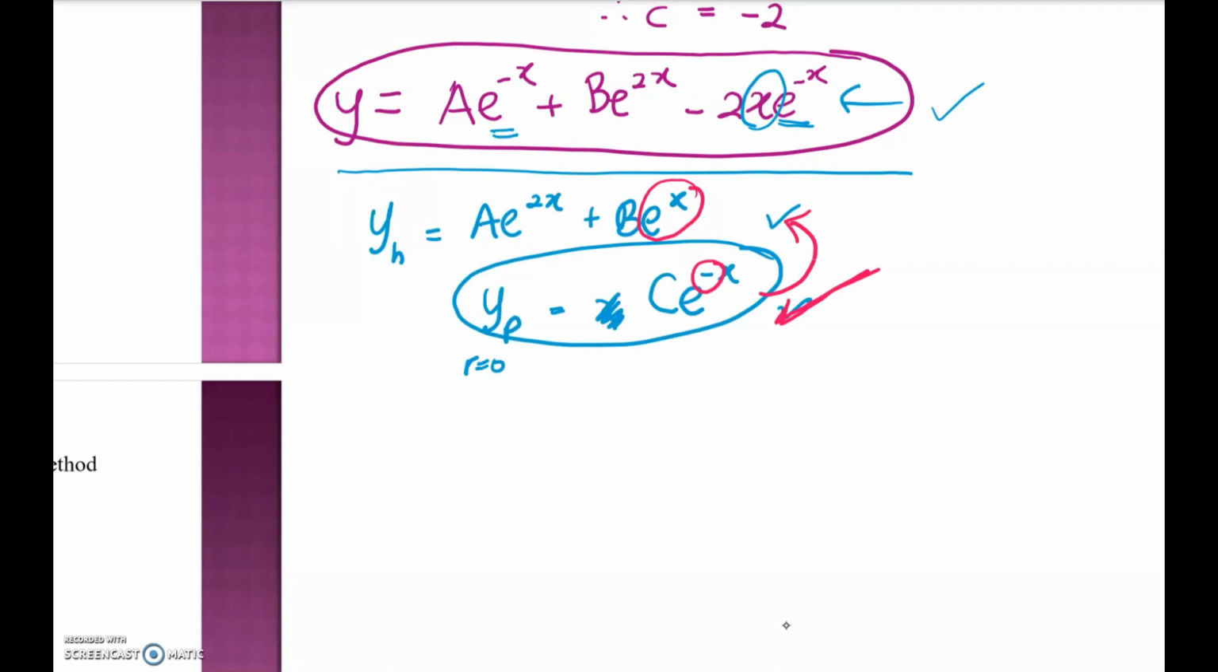So please be careful when you check with your solution in YP or initial guess of YP and the solution that you have obtained previously in your YH. Okay, so for the next video, we will discuss the case 3. Thank you, class.